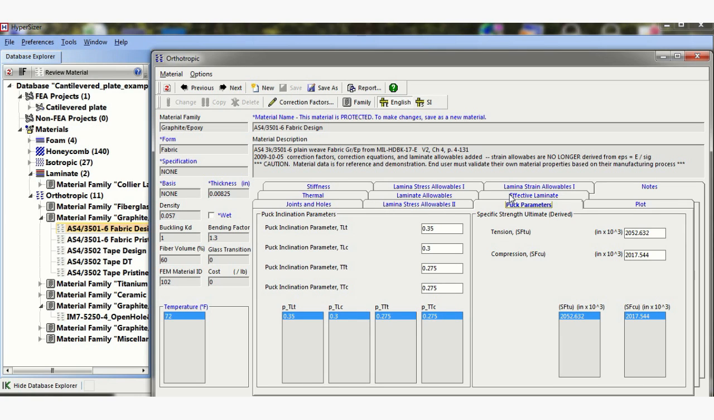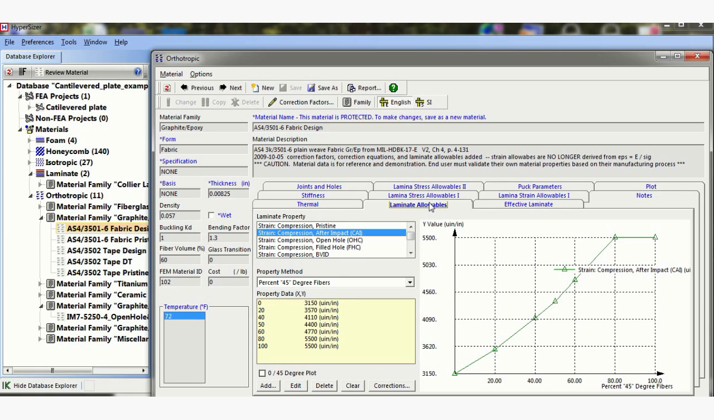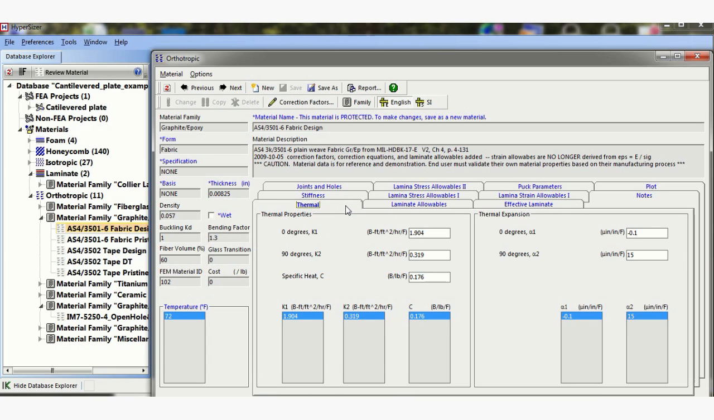Puck factors, not sure that's really too relevant. We have effective laminates. We haven't set any up here. We have laminate allowables included in this form, but we're not doing a laminate allowables today. And we have thermal properties. Obviously the coefficient of expansion for graphite is very low, but sometimes you want to still do the thermal analysis.